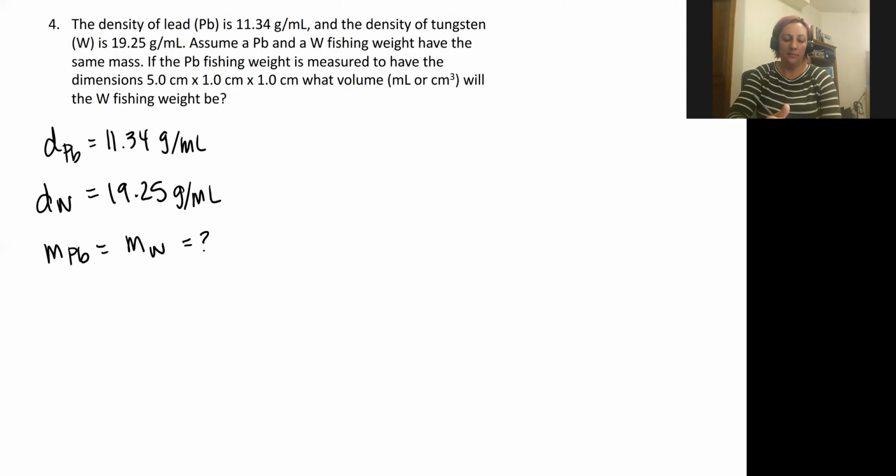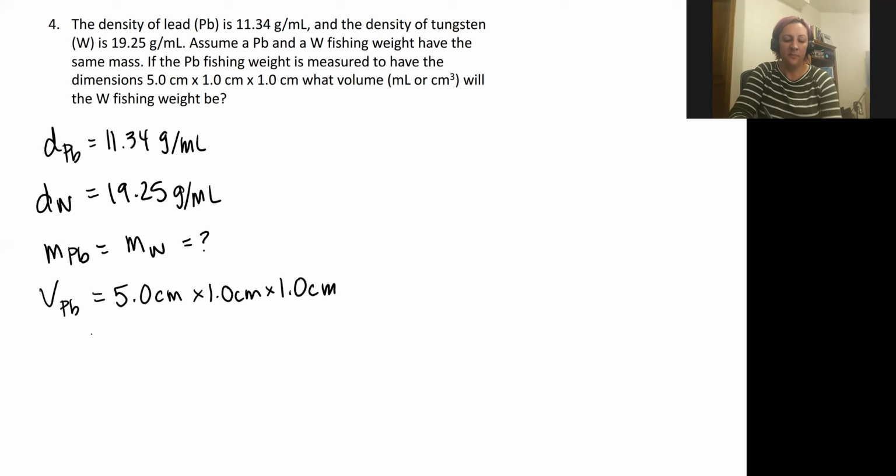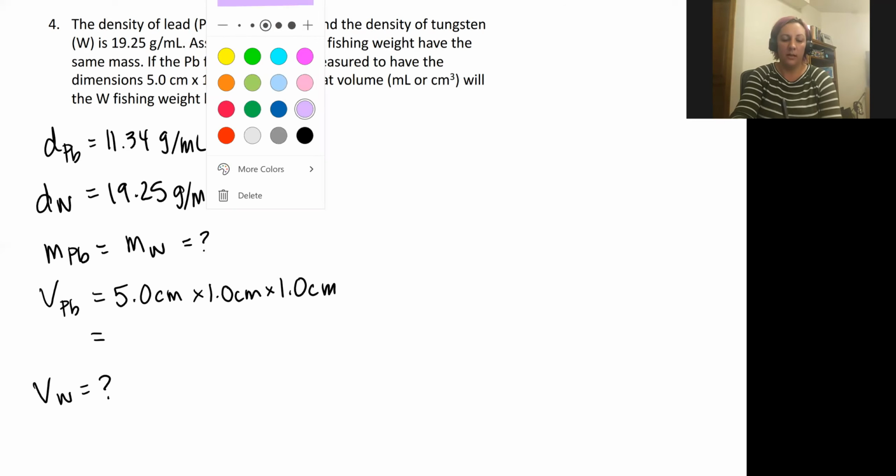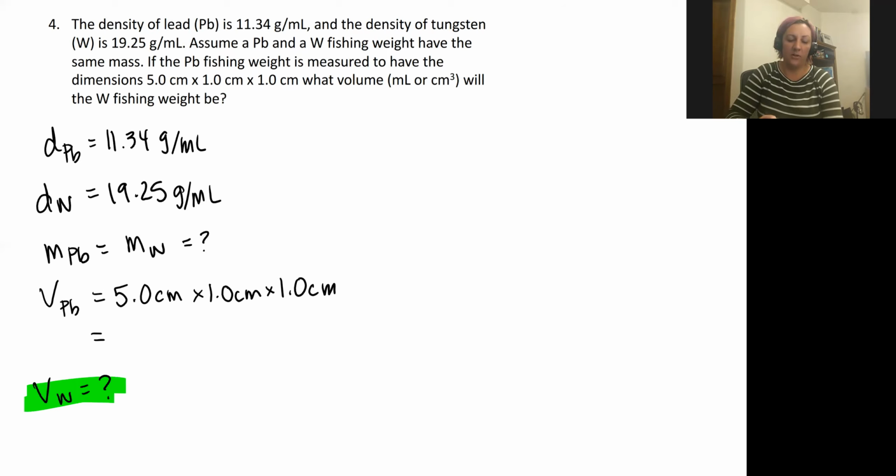Okay, so I know that the volume of the lead fishing weight is equal to 5.0 centimeters times 1.0 centimeters times 1.0 centimeters. And I can calculate that here in a second. And I want to know what is the volume of the tungsten fishing weight. So this is my goal right here. I'm trying to figure out that volume of tungsten, and I've got a lot of starting information.